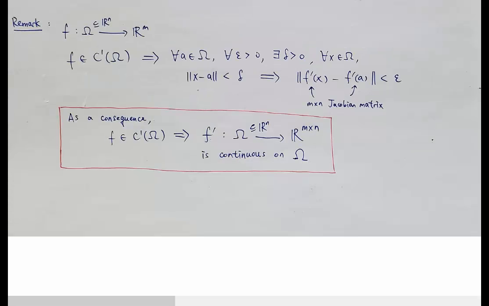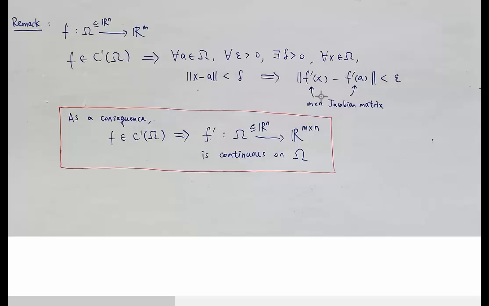Now I would like to add a further remark here. Now suppose that f is of class C1 on omega. Then for any a in omega, and for any epsilon bigger than 0, there exists a delta bigger than 0, such that for any x in omega with the norm of x minus a less than delta, then the Frobenius norm of f prime x minus f prime a will be less than epsilon. So here these two are two m by n Jacobian matrices.